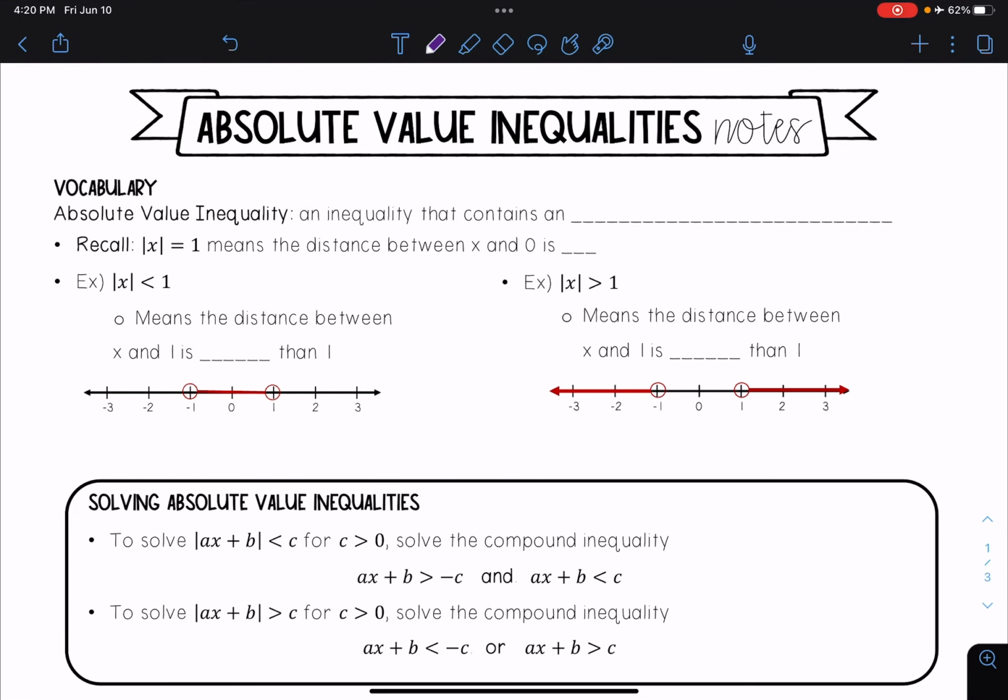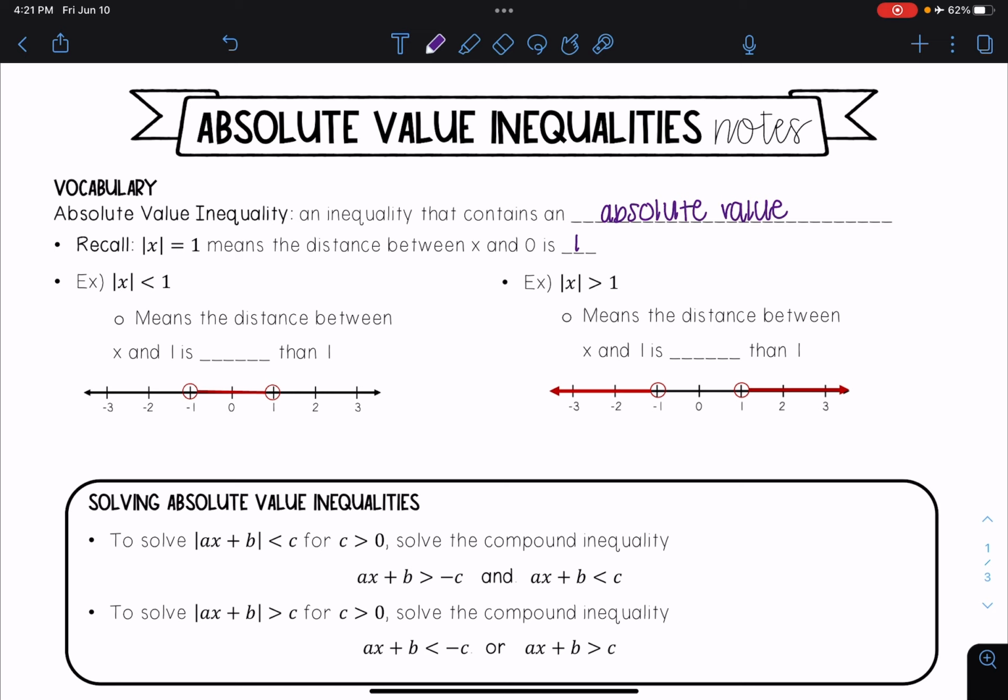So for this video, we're going to be talking about absolute value inequalities. An absolute value inequality is an inequality that contains an absolute value. If you recall from our absolute value lesson from before, the absolute value of, for instance, x equals 1 means the distance between x and 0 is 1. And now we can also look at these inequalities of absolute value and look at what that means.